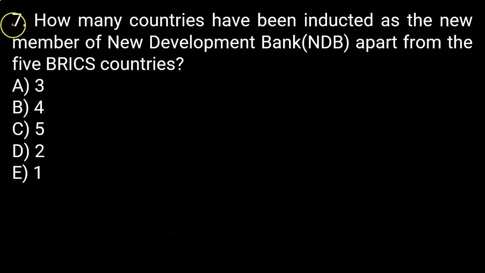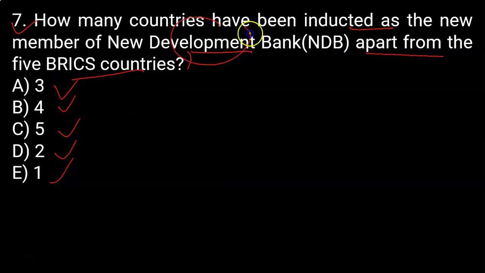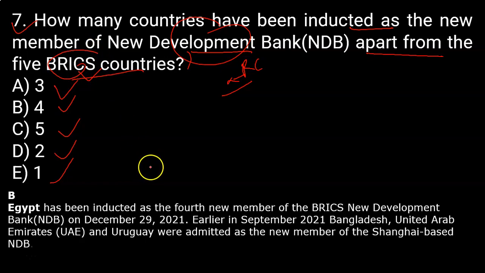Now the seventh question is, how many countries have been inducted as the new members of New Development Bank apart from the 5 BRICS countries? Your options are 3, 4, 5, 2, 1. This New Development Bank was recently in the news and a country has recently joined it. So you have to identify how many countries are members of this New Development Bank apart from the BRICS countries. So its answer will be B.